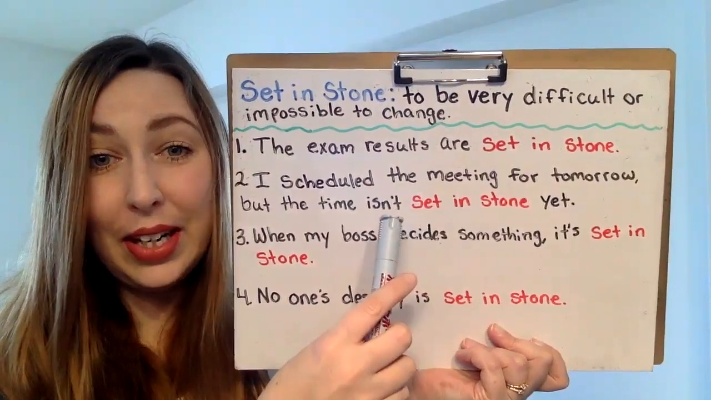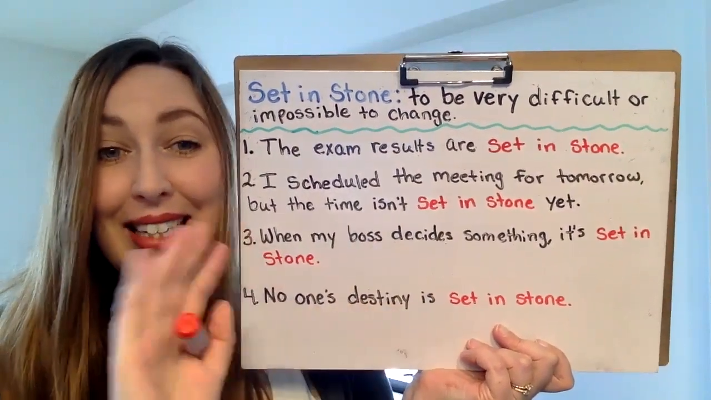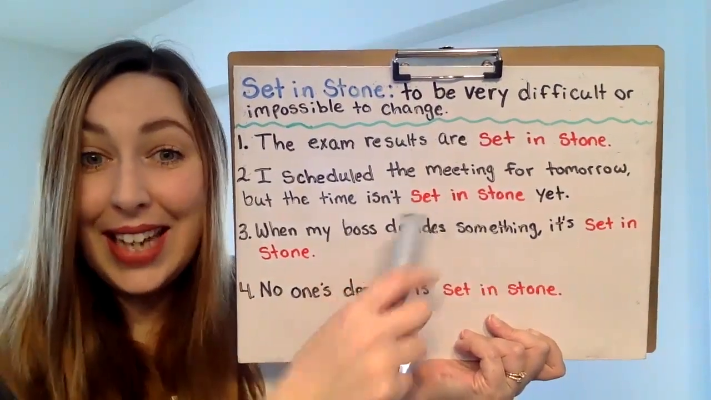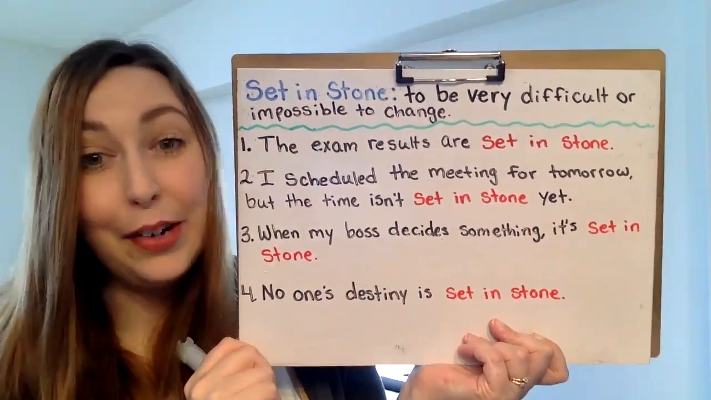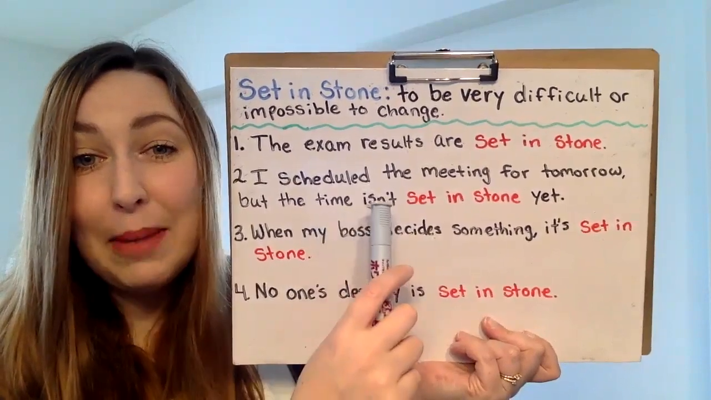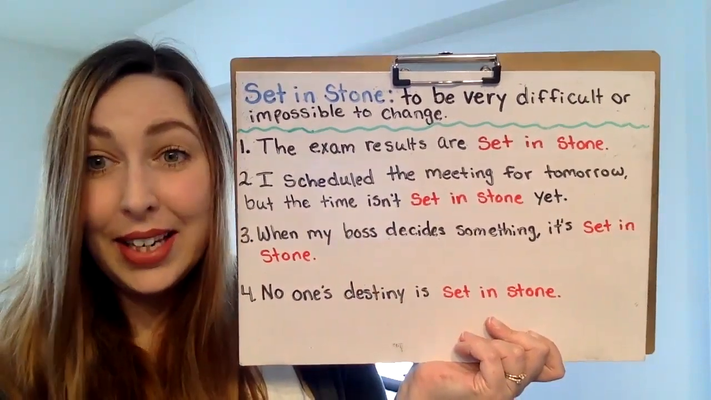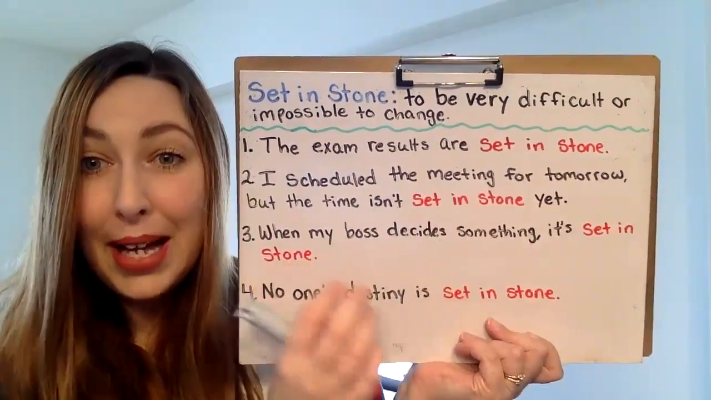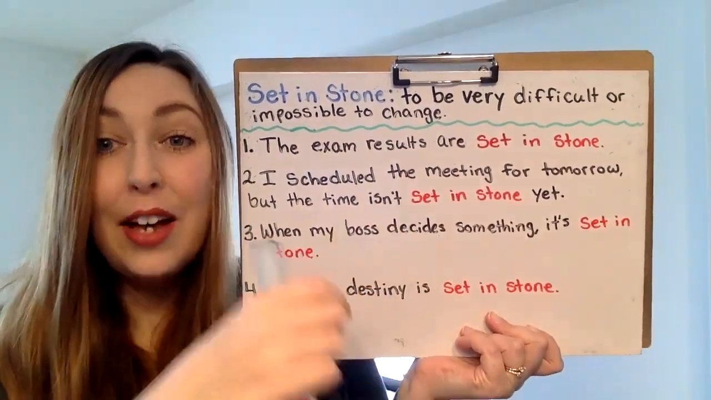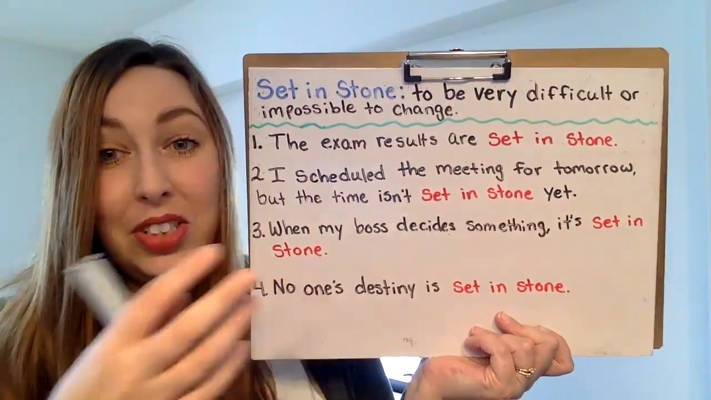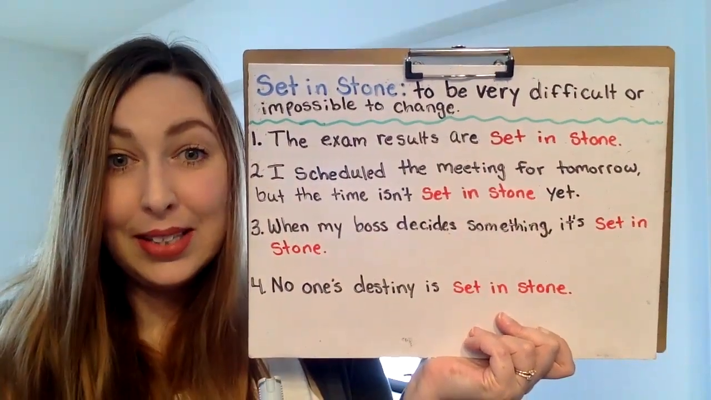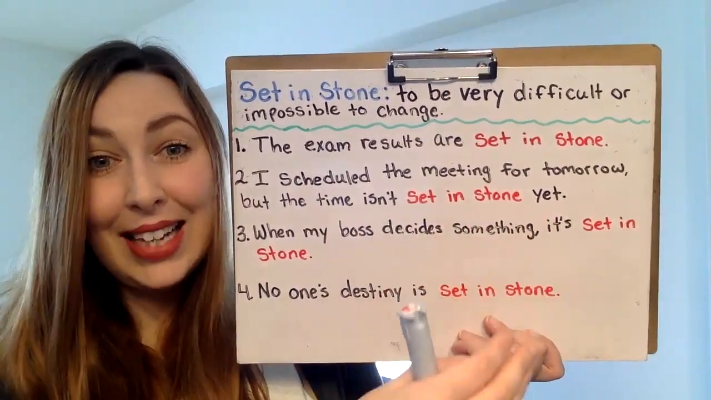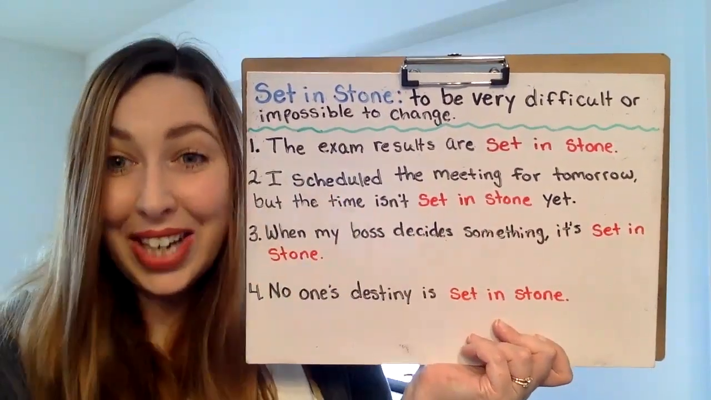Okay, so here we're using the negative, isn't set in stone. So we often use it in the negative as well, so be careful of that. The time isn't set in stone yet. So I scheduled the meeting for tomorrow, but the time is flexible. We can change the time. So it isn't set in stone means that we can change it.